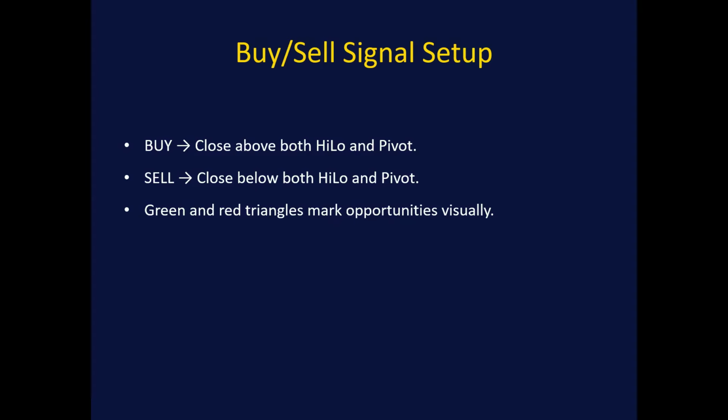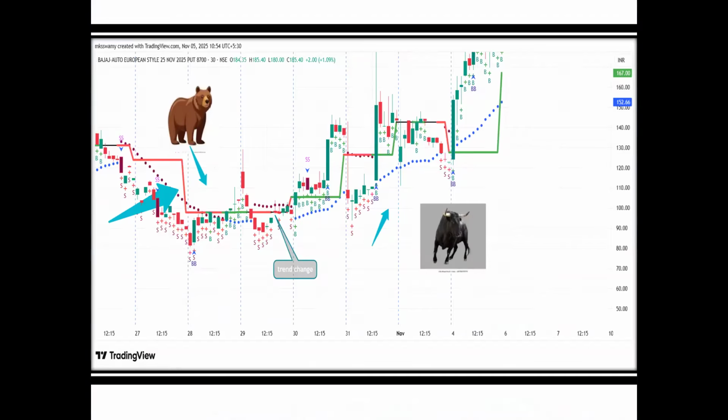So for your entry, it is very, very important to see. You need not struggle manually to figure out whether it is climbing up, whether the trend is flipping, or anything. This indicator tells you everything. Green and red triangles mark opportunities visually. So this indicator is coded so nicely, taking all these things into consideration.